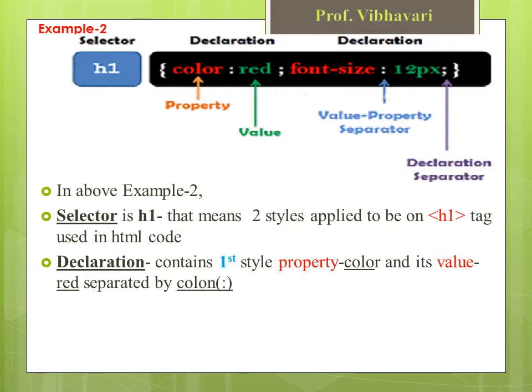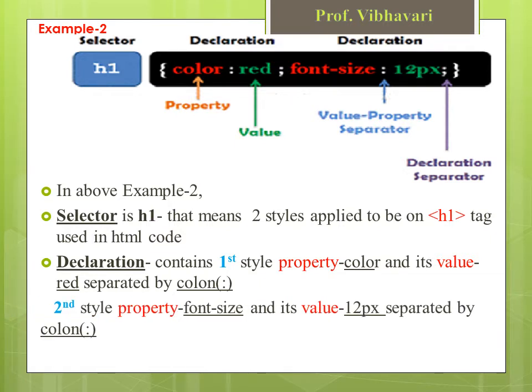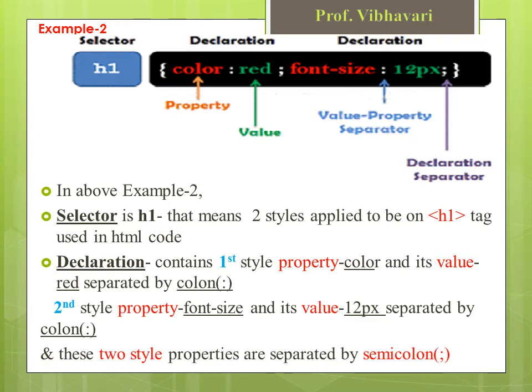Declaration, it contains the first style property, that is the color, and its value is red, separated by the colon symbol. Second style property is font size and its value is 12px, separated by the colon. And these two style properties are separated by the semicolon.